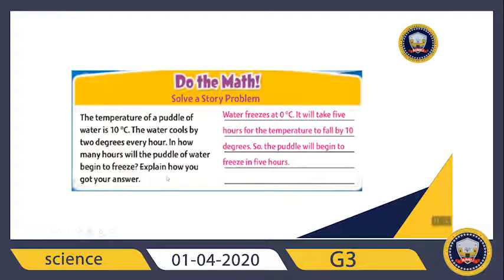Explain how you got your answer. We can answer this question by water freezes at 0 degrees Celsius. And it will take 5 hours for the temperature to fall by 10 degrees. So the puddle will begin to freeze in 5 hours.